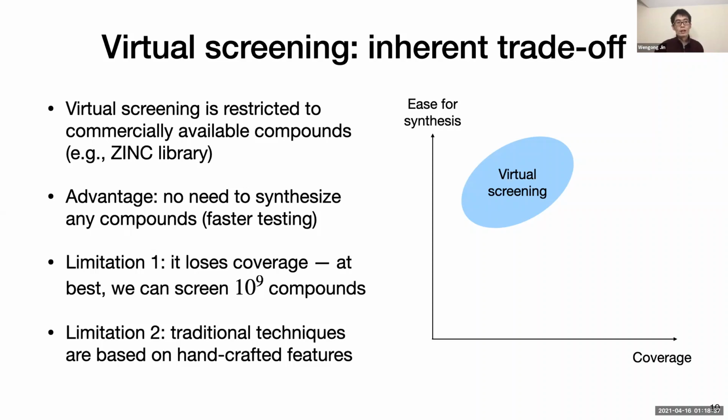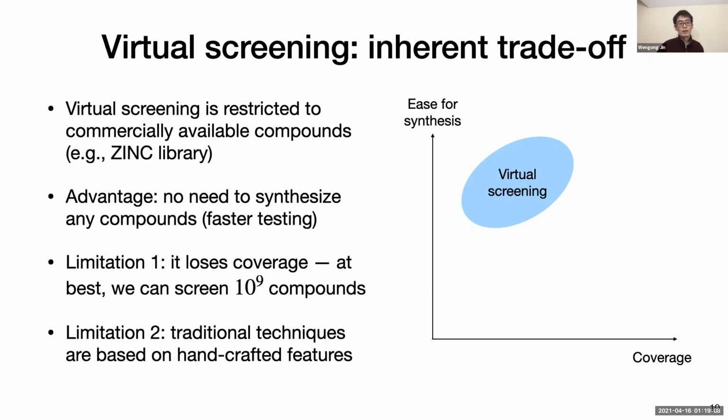For example, like the ZINC library. Basically, you put all these commercially available compounds into your model, and then this virtual screening method gives you a rank over these candidates, and then you just test the top ones in your wet lab. So the advantage is there's no need for synthesis of any compound. After you generate the ranking, the test is relatively easy because you don't need to synthesize them.